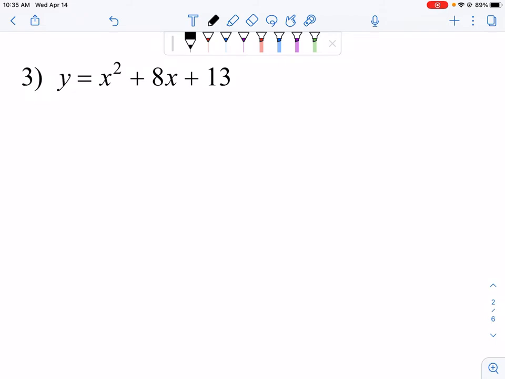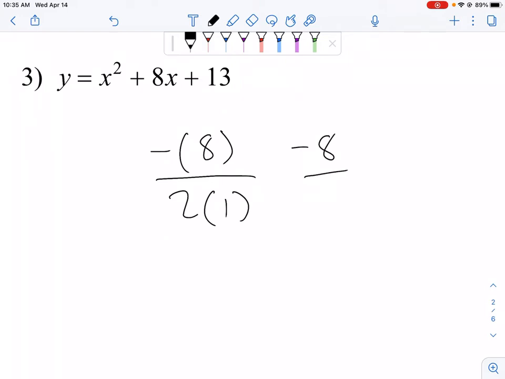Okay, so here's another one. Negative b over 2 times a. B is an 8 and a is a 1. So negative 8 over 2, which is negative 4. So x equals negative 4.